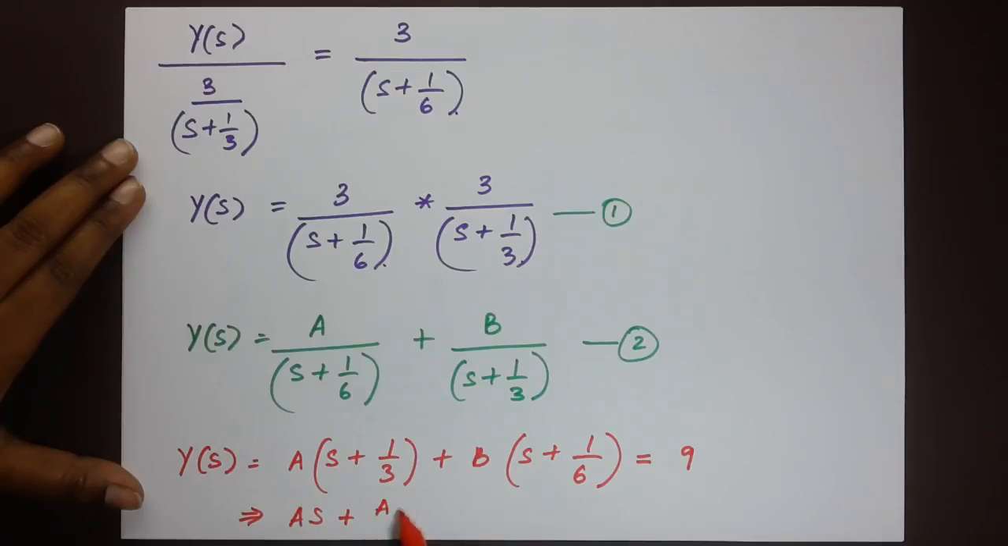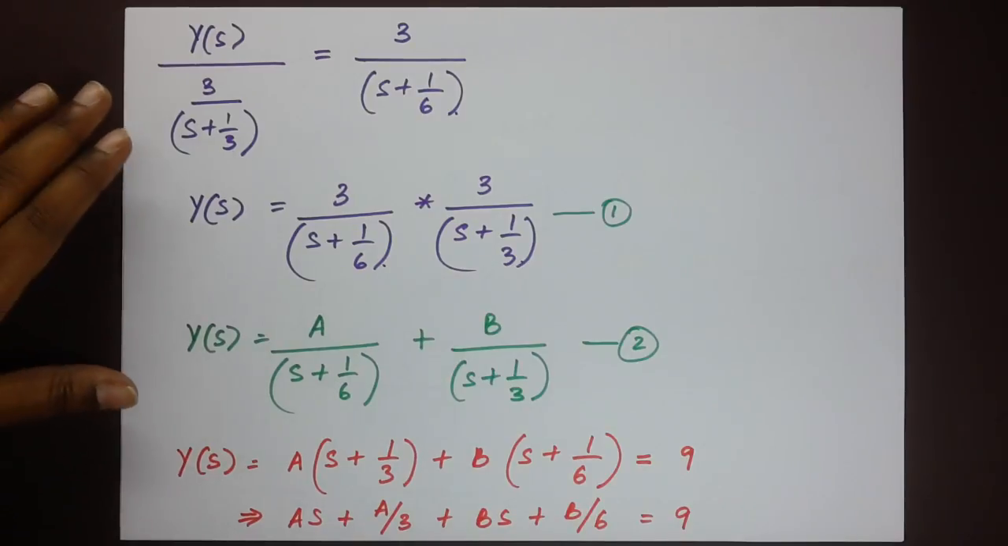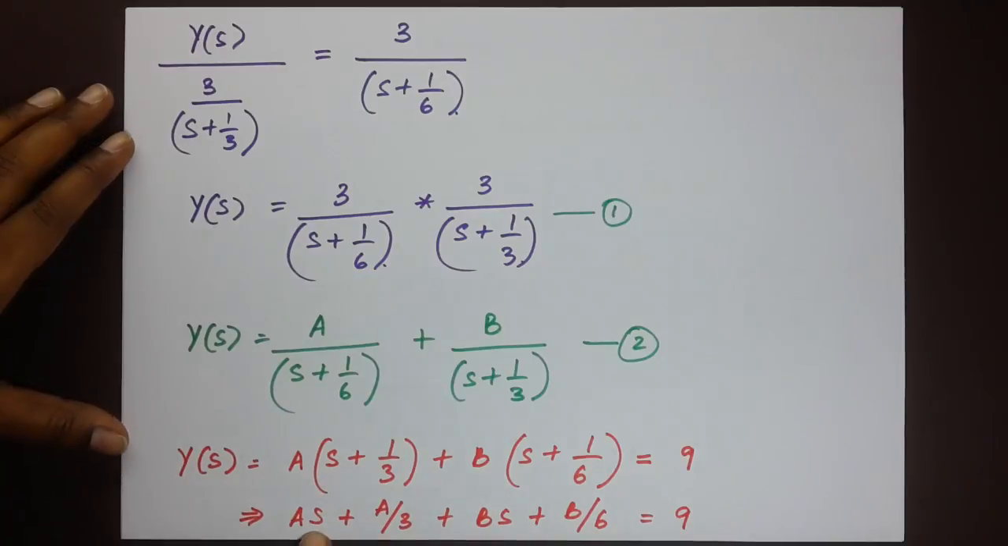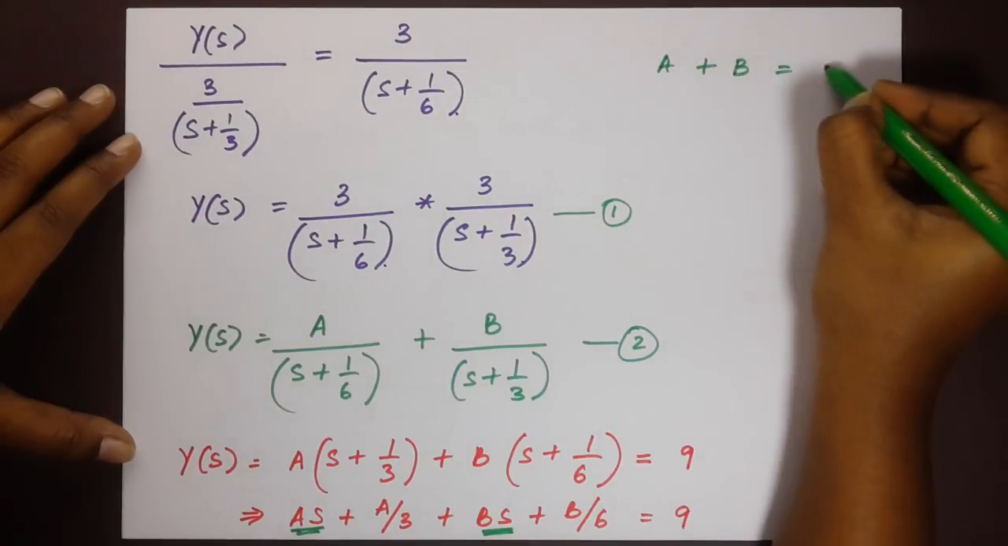As plus A by 3 plus Bs plus B by 6 is equal to 9. Now in order to solve this, we have to equate the coefficients of s from both sides to get one equation and the constants to get the second equation. So that's how we get two equations here. Let's first see the coefficients of s. We have one term here, no term on this side. So that gives us A plus B is equal to 0.